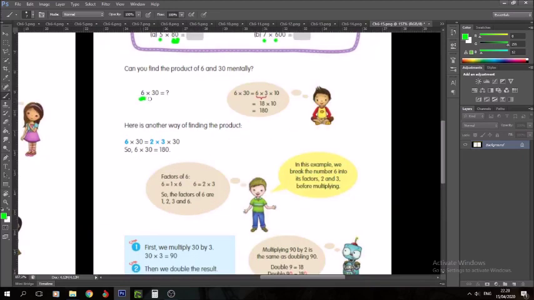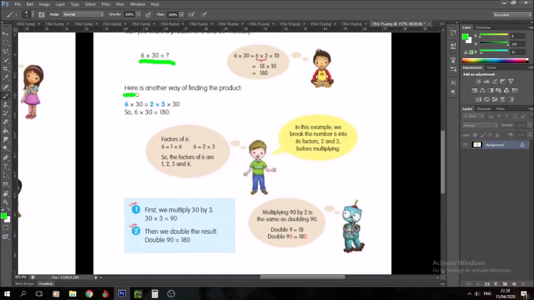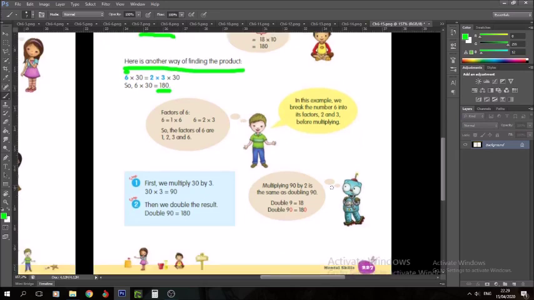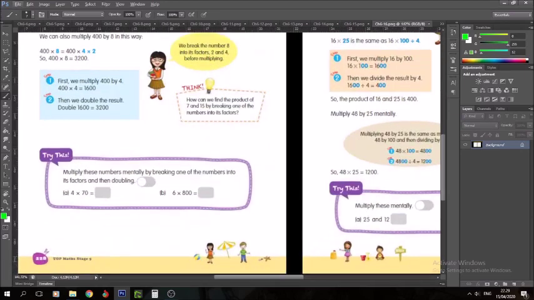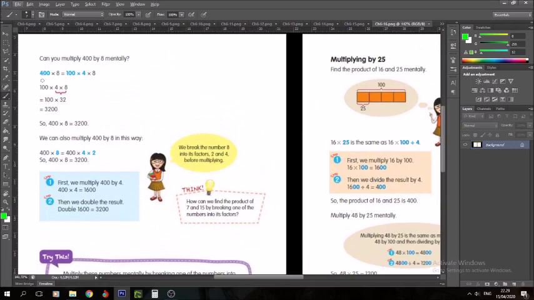Here is another example, and here is another way to find the product of 6 times 30. You can divide it first if you like. 6 is 2 times 3. So 2 times 3 times 30 equals the same. You can find whatever method is easier for you to understand. Continue to page 228. Multiplying 400 times 8. So you multiply the 4 and the 8, and then multiply it with 100.